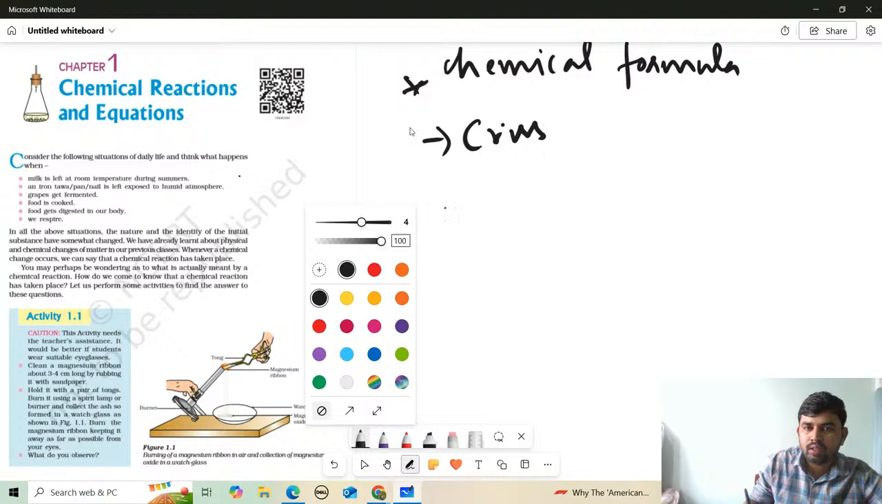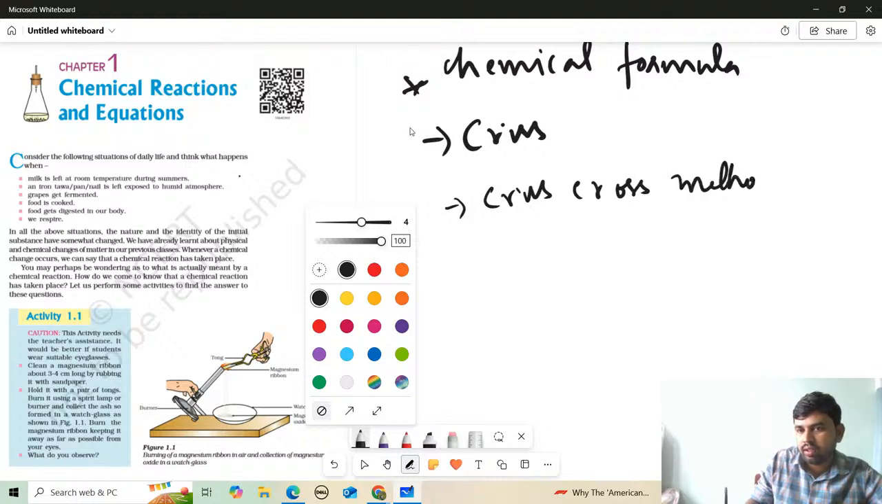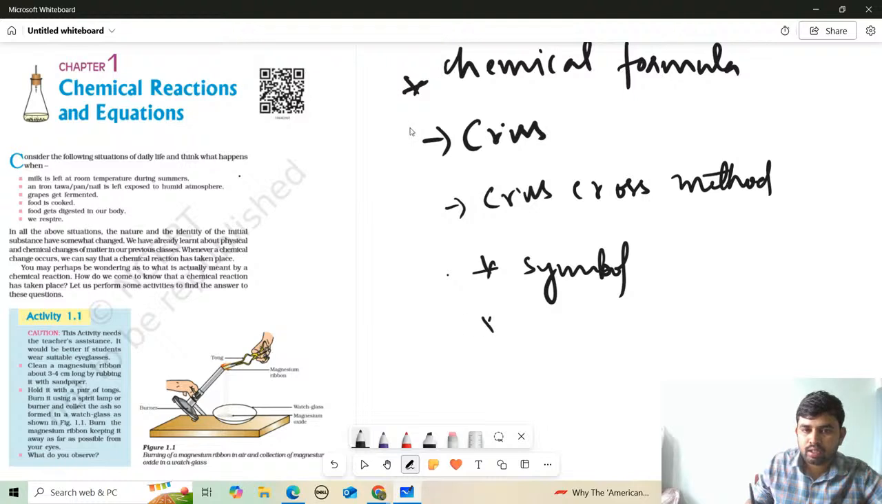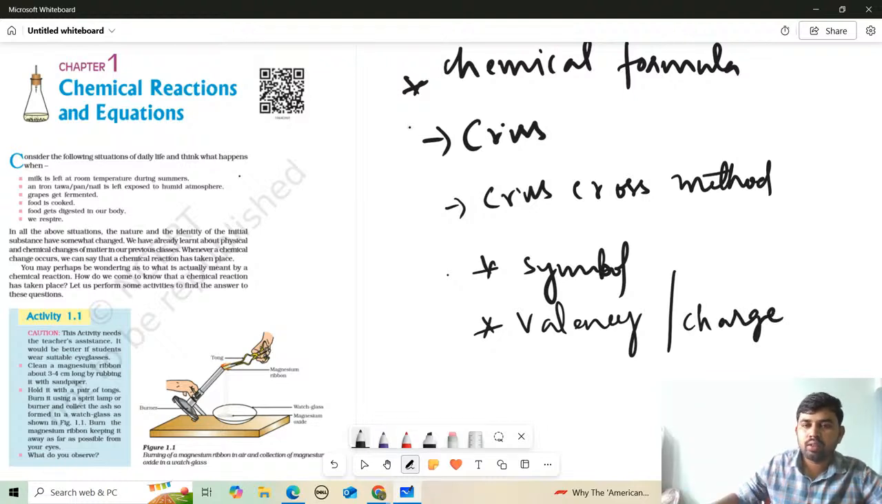So there is a crisscross method to write the formula. There we need two things. One is the symbol of the specific element, and the second thing you should know is valency, or we can take charge also. Charge without a sign we are taking as valency. So let me write one example outright.